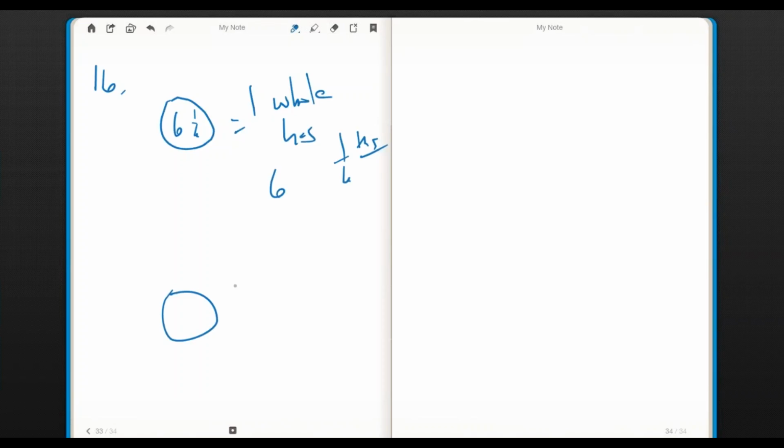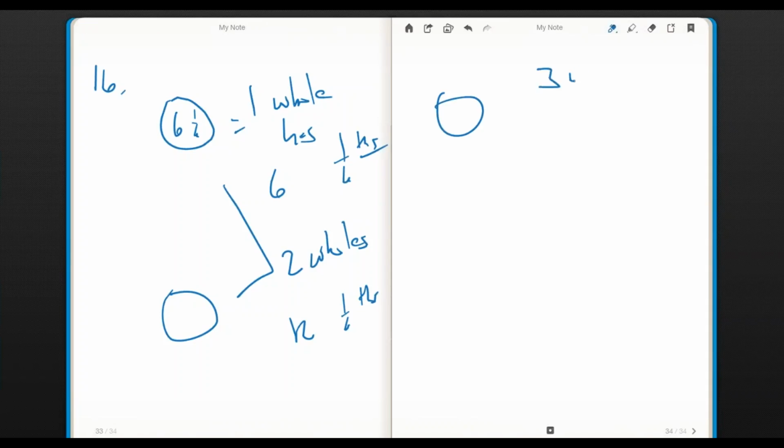If you have 2 of them, you have 12/6, right? How many times will it take for your child to understand what we're doing? I don't know. If you have another one, you have 3 whole pieces, you're going to have 18 1/6. How am I getting the number each time? 6 1/6, 12 1/6, 18 1/6. I'm taking 6 times the number of wholes.